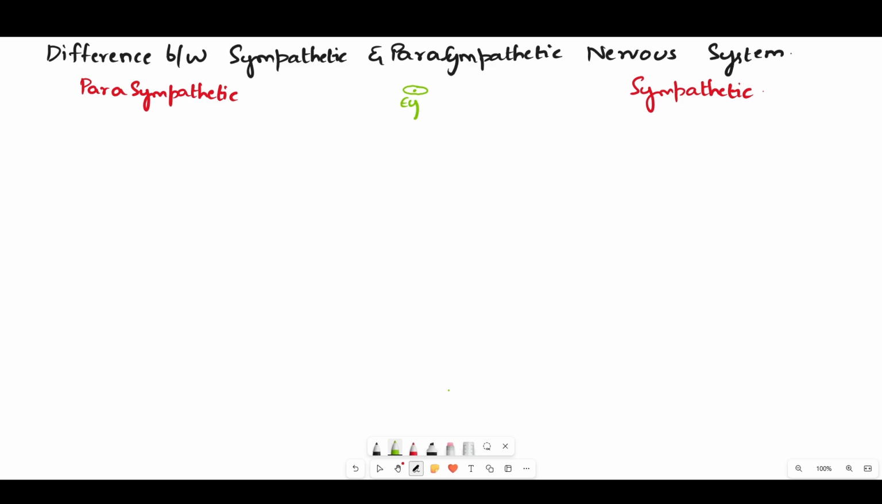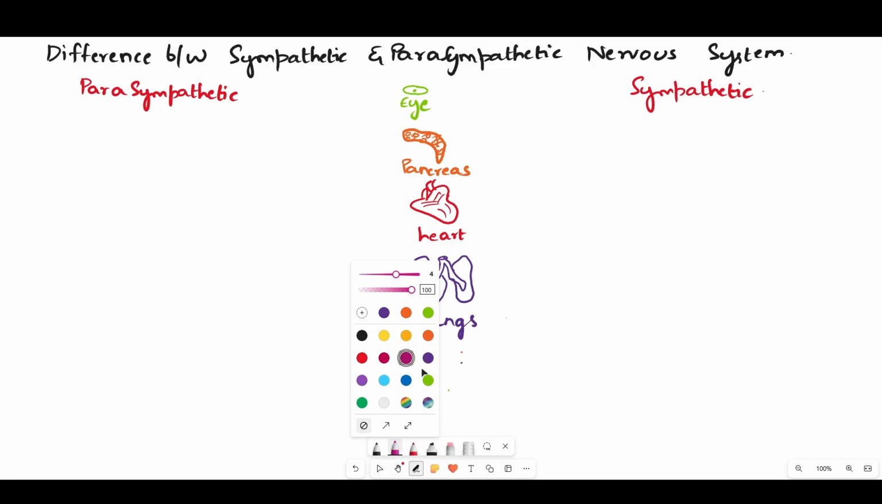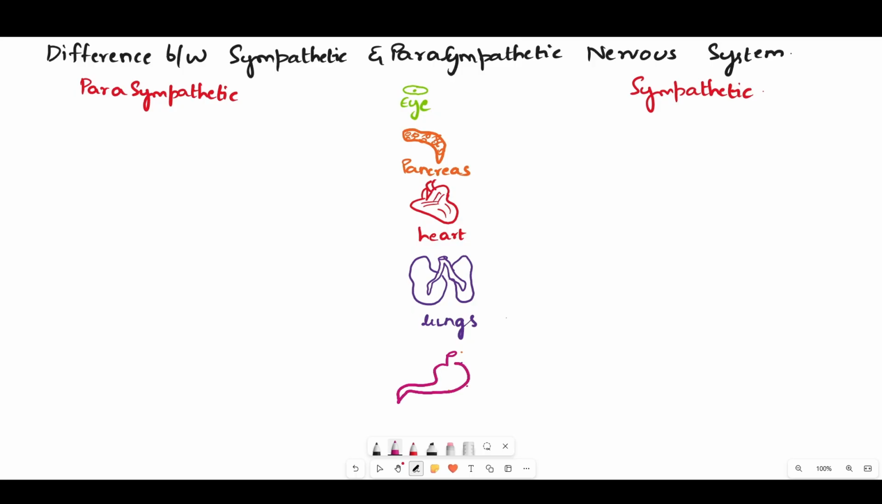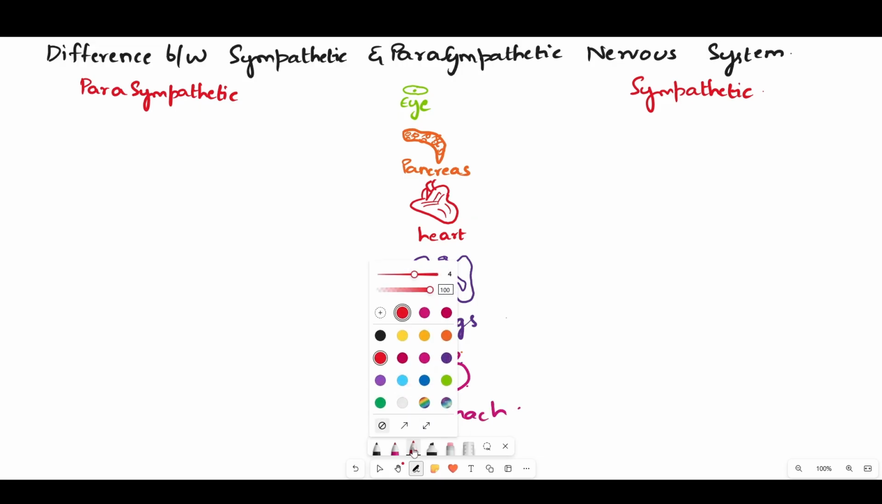So the effect can be seen in the eye. The effects can be seen in the pancreas, heart region, lungs. The effects are also seen in the stomach region.